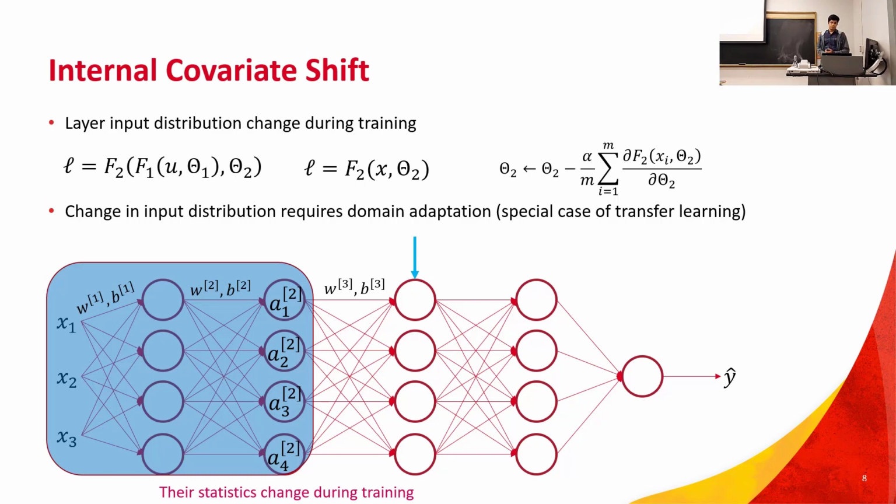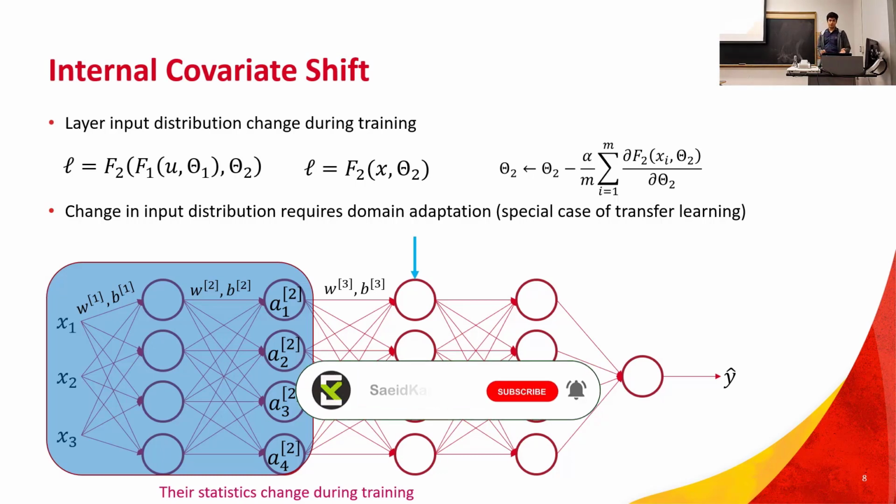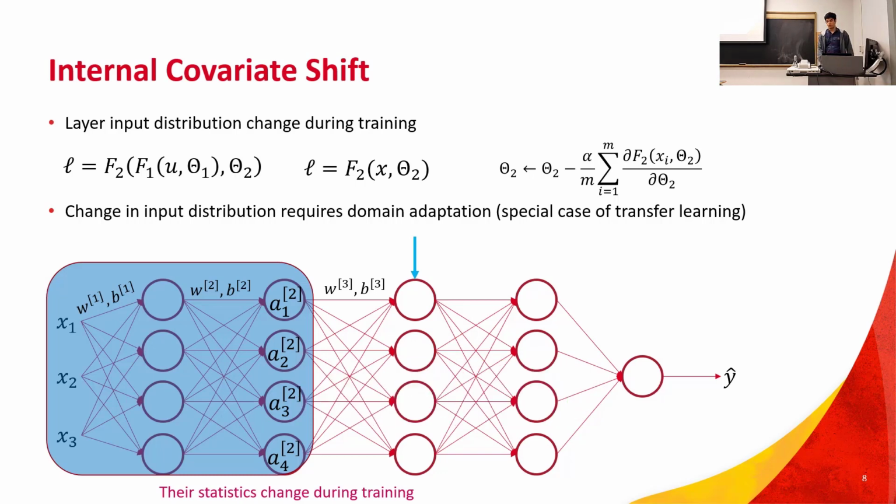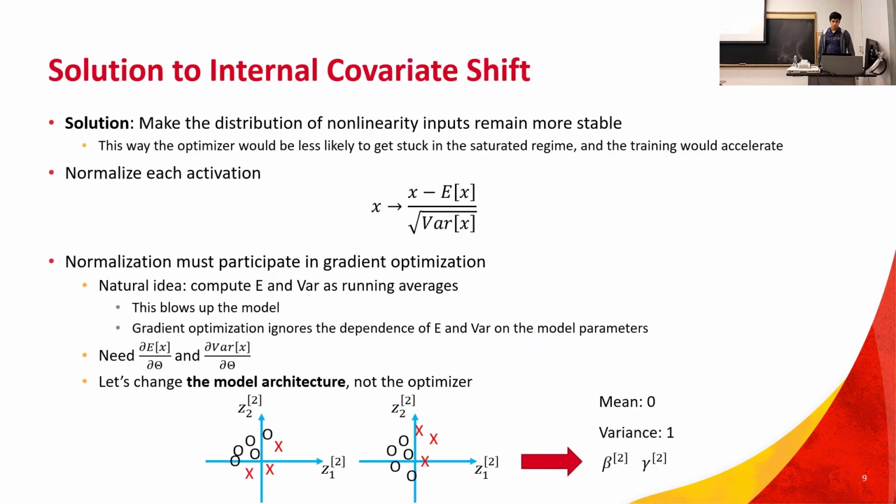So imagine we have two functions. The first function is a function of the other. And when the parameters in one function change, the other function also changes. That's what's happening in the internal covariate shift problem. So the solution to internal covariate shift is to make the distribution of nonlinearity inputs remain more stable. And that's what batch normalization is trying to do.